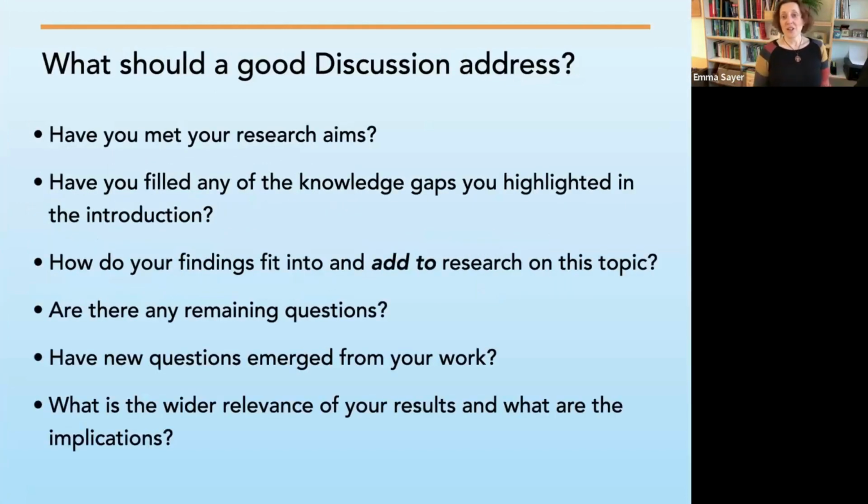What should a good discussion look like? Well, first of all, it really should show whether or not I've met my research aims. That's pretty key.